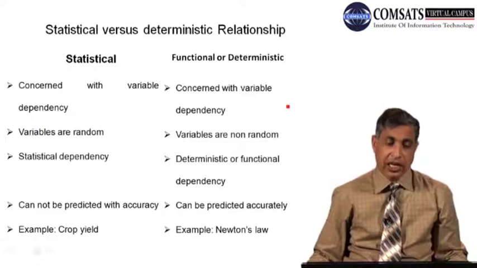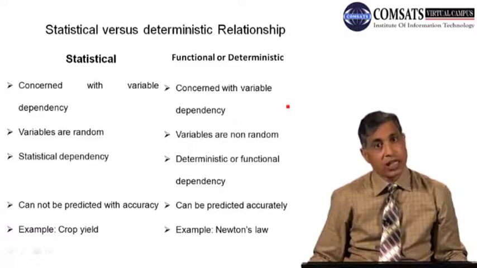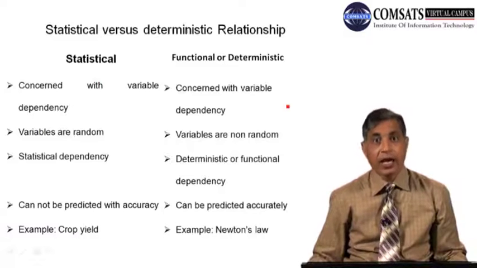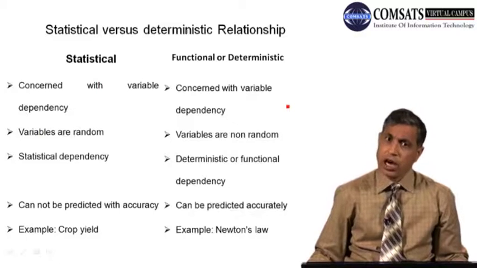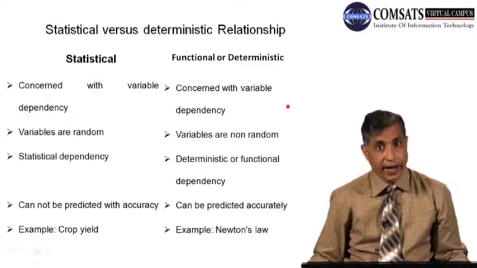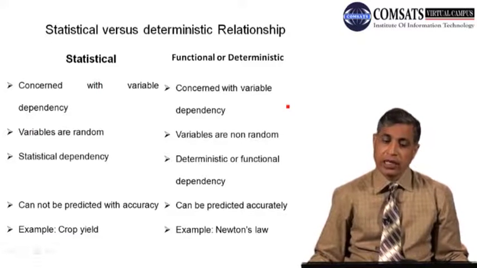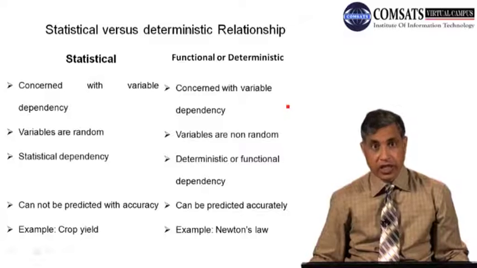The second last is that it cannot be predicted with accuracy. The statistical model cannot be estimated with 100% accuracy. At least there is some portion that is unexplained due to the randomness of the variable. On the right hand side, it can be predicted with 100% accuracy.